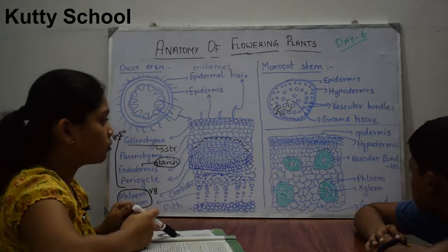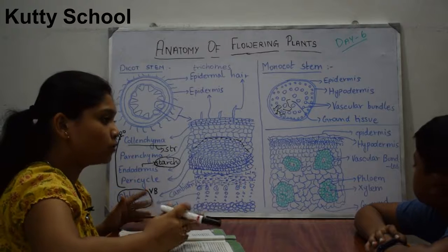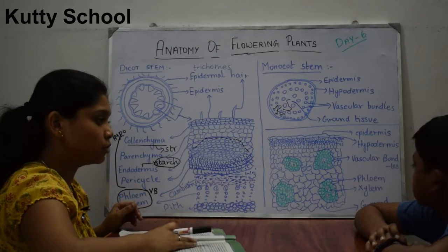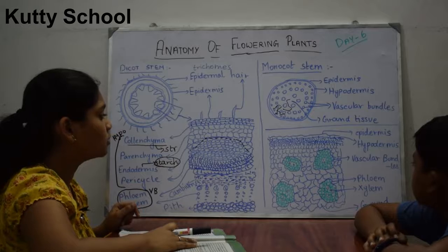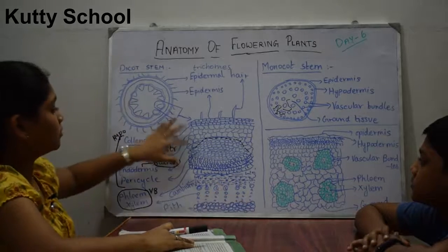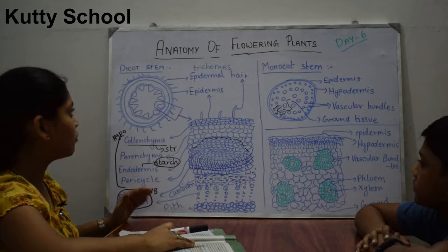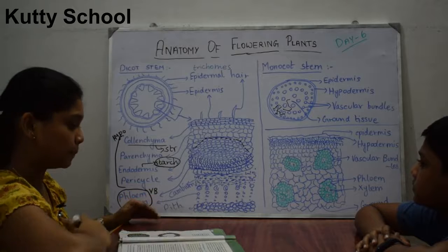Okay, so this is about the monocot stem. They do not have cambium because they do not undergo secondary and tertiary structures. So these plants do not have cambium. Only in dicot stem is cambium present. So this is about the anatomy of both dicot and monocot stem.